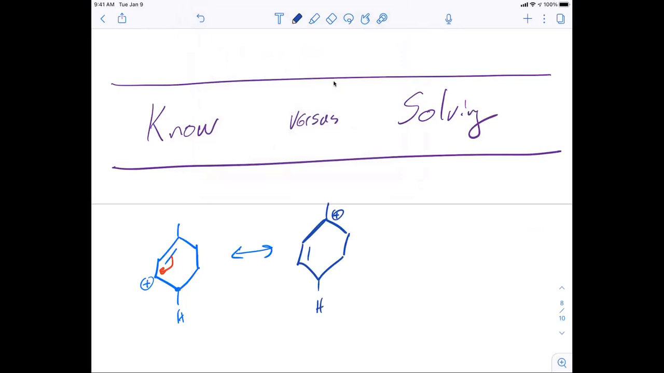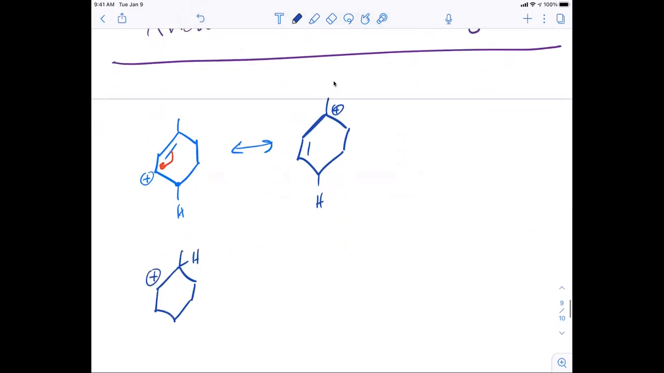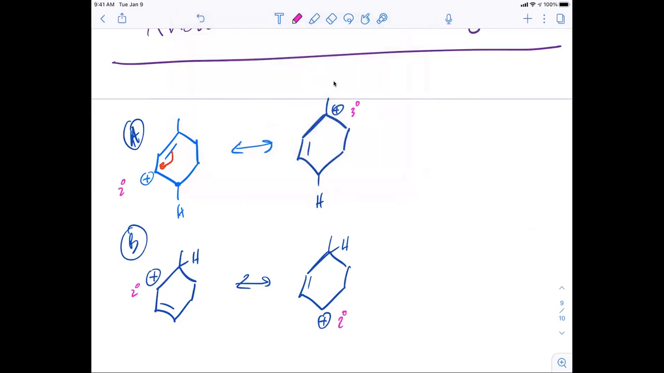Is that the only possible place we could have added the H? No, I could have added it to the top. So let's do that one. We'll add this H up here, get the carbocation there, but then this can rearrange. So is it A or is it B? Well, again, solving for it, how do we know which one? It's going to be the most stable one. Here I've got a secondary, here I've got a tertiary, here I've got a secondary, here I've got a secondary. Is it going to be A or B? It's going to be A. Tertiary is more stable than secondary. So that's my first addition.